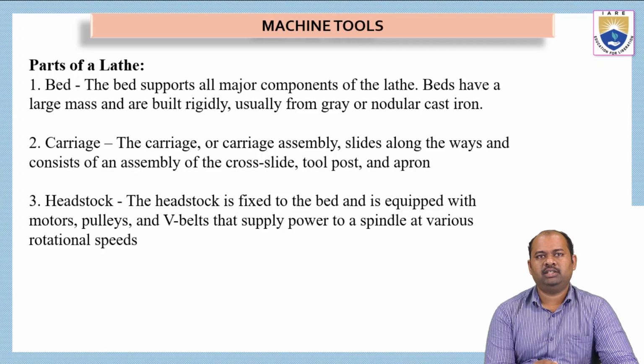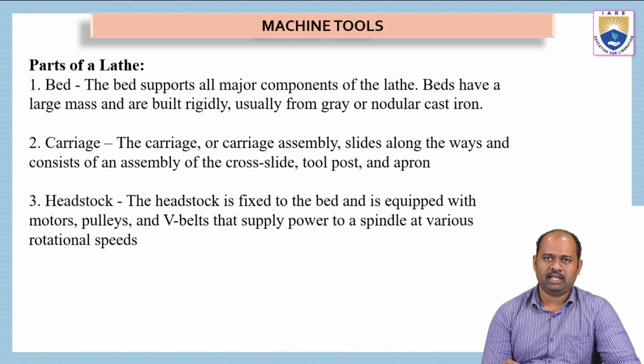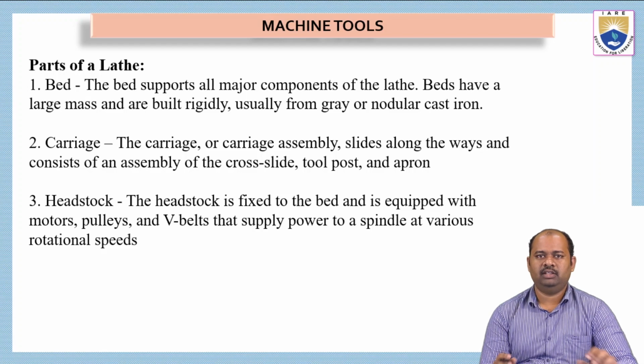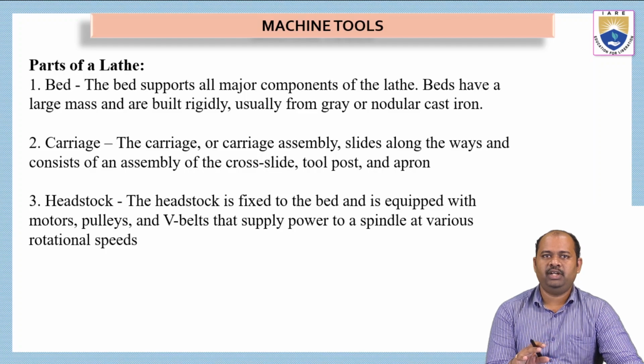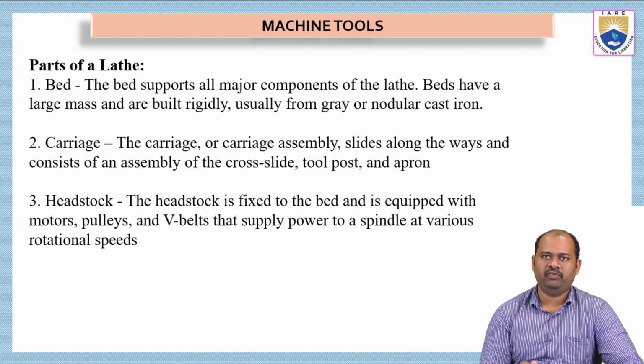Now let us see the basic parts of a lathe machine. First one is the bed. The bed supports all major components of the lathe machine. Beds have a large mass and are built rigidly, usually from gray or nodular cast iron. Most of the beds of lathe machines are made of gray cast iron, and this bed is the major component which has to carry all the parts of the lathe machine itself. So it is made very sturdy and very heavy in weight, mostly from gray or nodular cast iron.